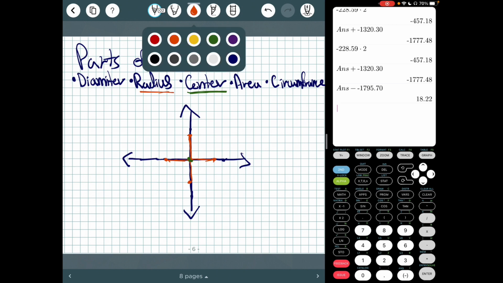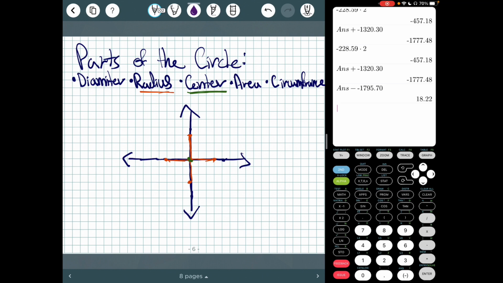And the diameter is actually 2 times the radius. So that's from one point on a circle to another point on the circle on the opposite side. So let's just draw a circle here first.